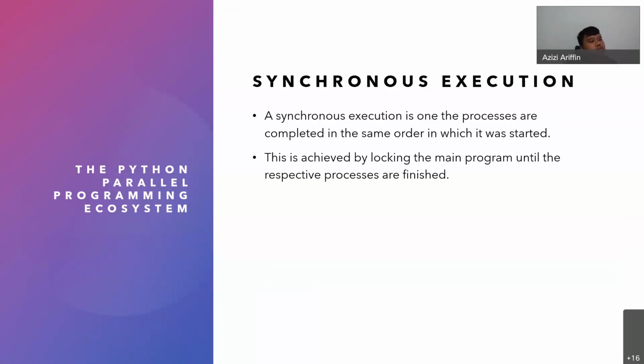Okay, so for synchronous execution, a synchronous execution is one where the processes complete in the same order in which they started, and this is achieved by locking the main program until the respective processes are finished. So senang cerita, kalau kita buat multiprocessing, of course dia akan bergerak serentak kan. So macam mana kita nak make sure yang dia synchronous? Contohlah ada proses A, proses B. Tapi proses B ni dia siap dulu. So kita nak supaya proses B ni tunggu proses A siap baru kita bagi result dia. So kita boleh buat dia dengan gunakan locking mechanism.